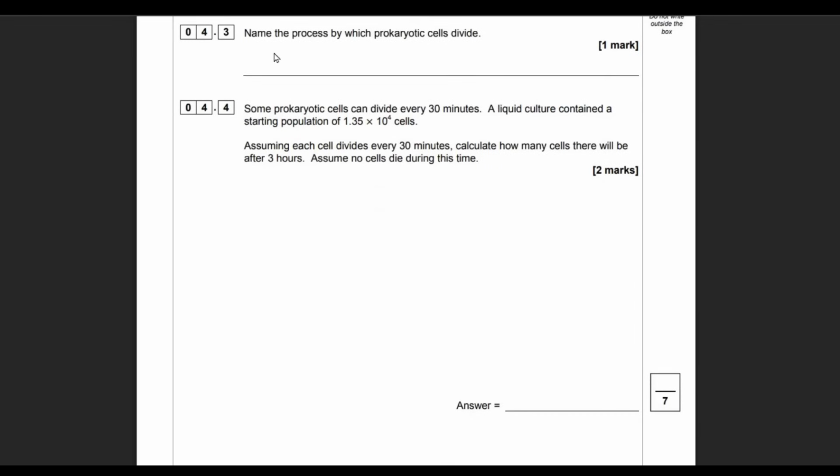Right, 4.3. Name the process by which prokaryotic cells divide. You might remember this actually came up in GCSE as well. They don't divide by mitosis, they do binary fission. So hopefully you got that right. And now we have a disgusting little mathsy question. So let's have a read.